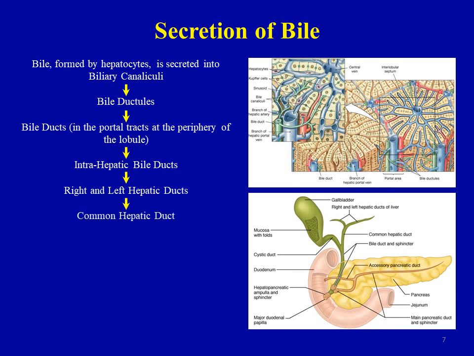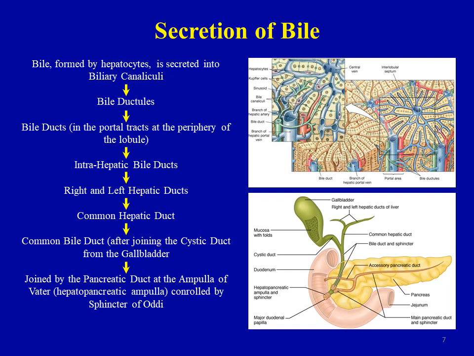From there, the two hepatic ducts, the right and left ducts, will join to form the common hepatic duct, as we can see here in this illustration. The common hepatic duct will be joined by the cystic duct to form the common bile duct, and then the common bile duct will be joined by the pancreatic duct at the ampulla of Vater, or the hepatopancreatic ampulla, to release the secretions into the duodenum, and these ducts are controlled by the sphincter of Oddi.